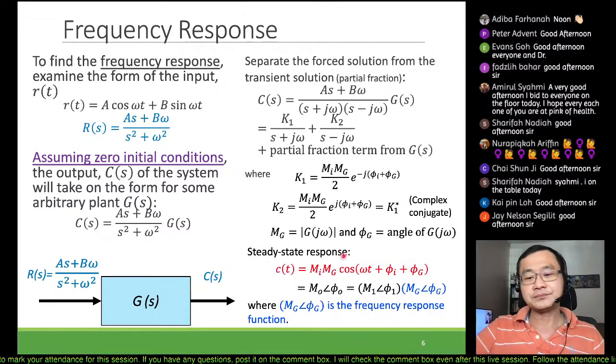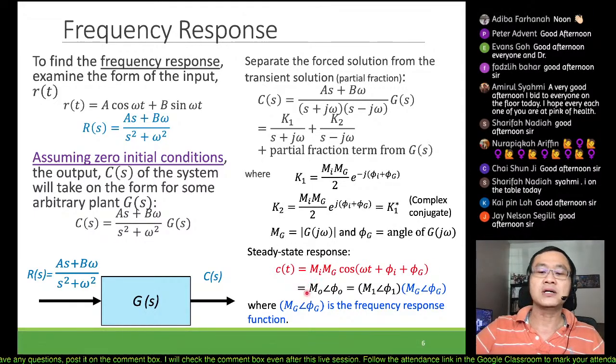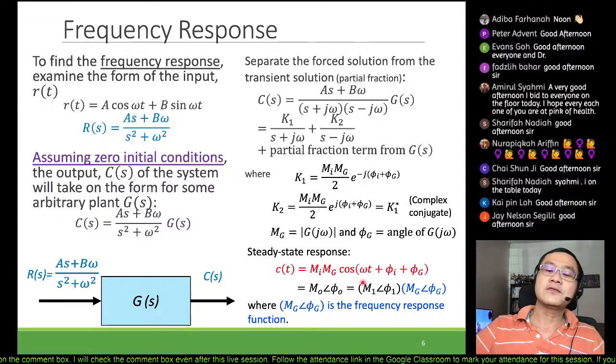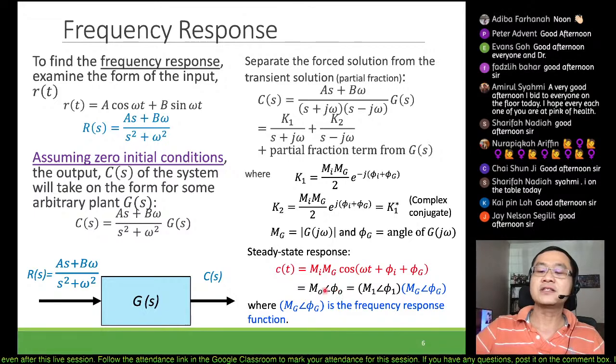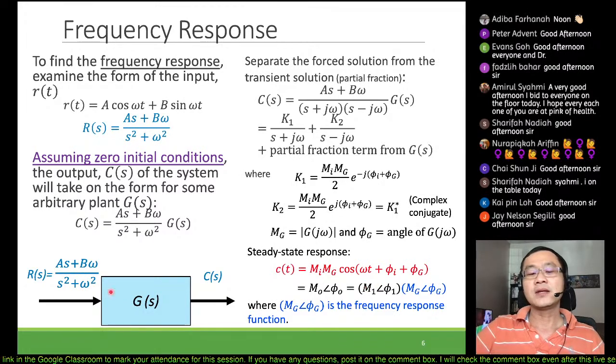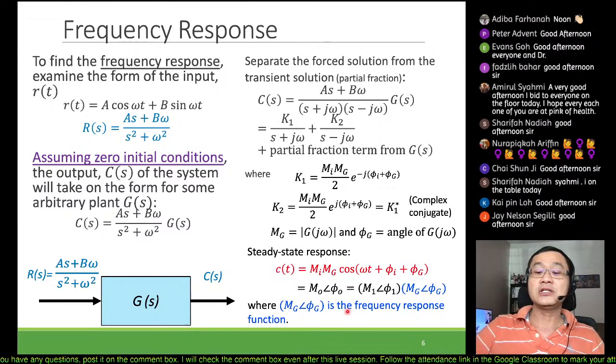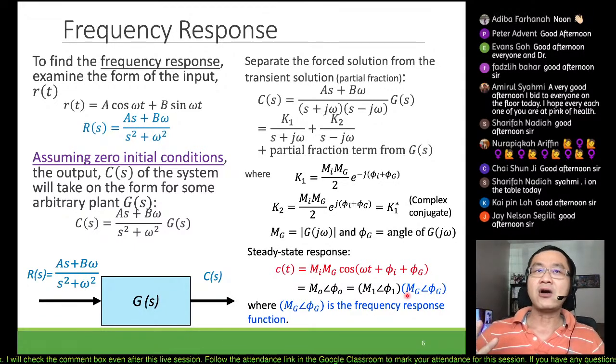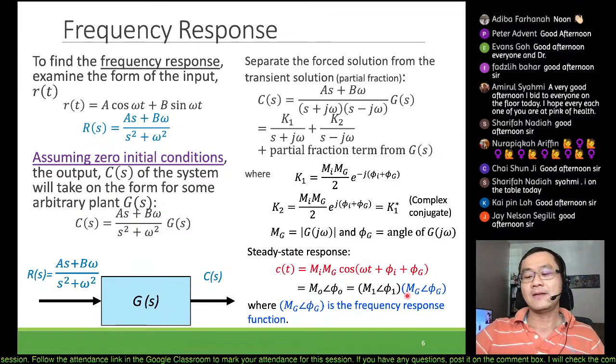Therefore we can see that, again, we can write these cosine functions into the so-called phasor diagram format, with a phasor angle. The phasor angle and the magnitude of the output are obtained by multiplying the input with the transfer function, or the gain G. This function G is the frequency response function, which governs how the output should look.